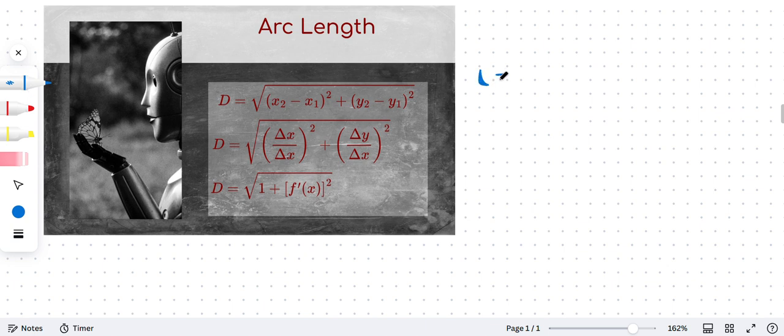is L is equal to the integral from a to b, so whatever interval we're on, of the square root of 1 plus f prime of x squared with respect to x. Now, most of the time we're going to be integrating with respect to x. Sometimes it'll be with respect to y.